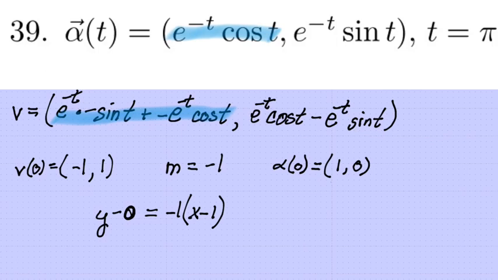How did you get that m equals negative 1? I just did y over x. When you say y over x, you mean for the v of 0? Yeah. Can you go back to the graph, please?